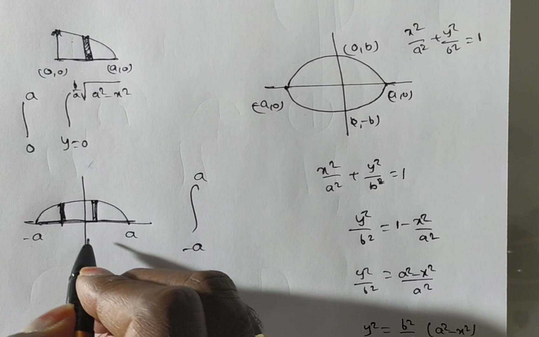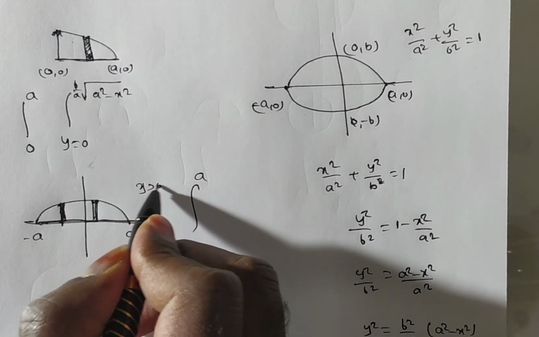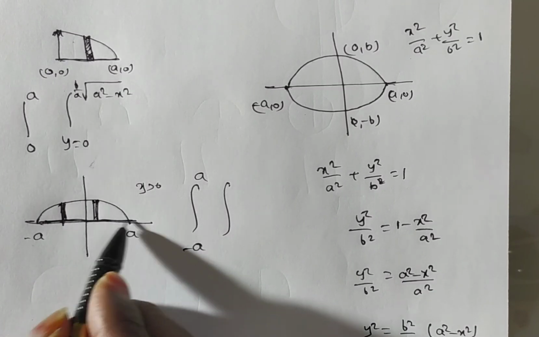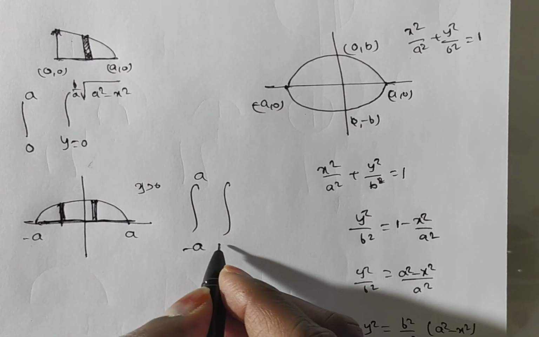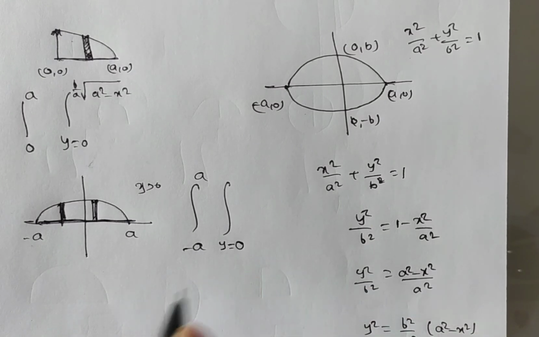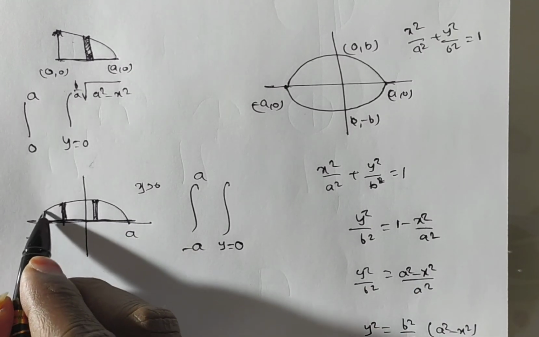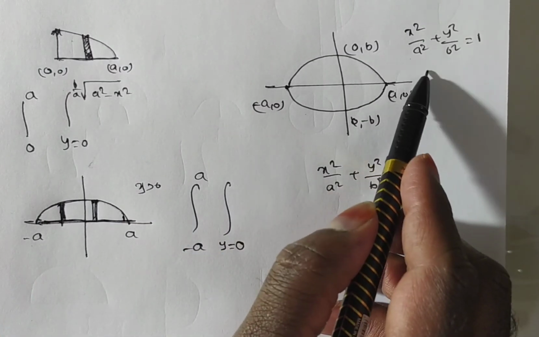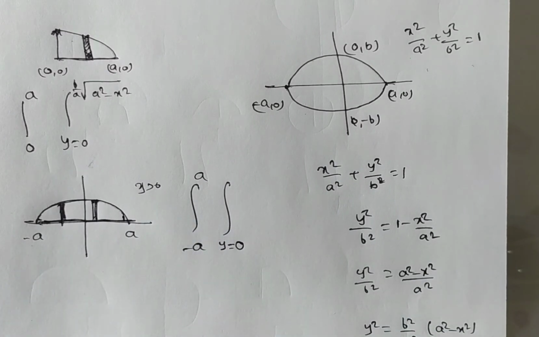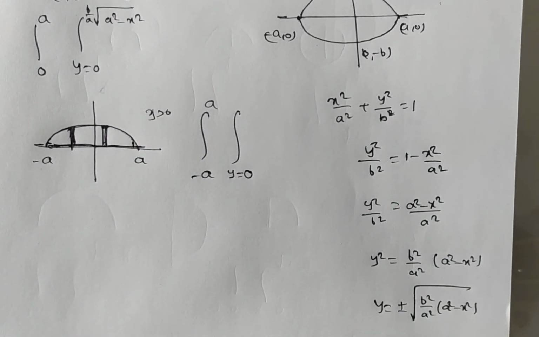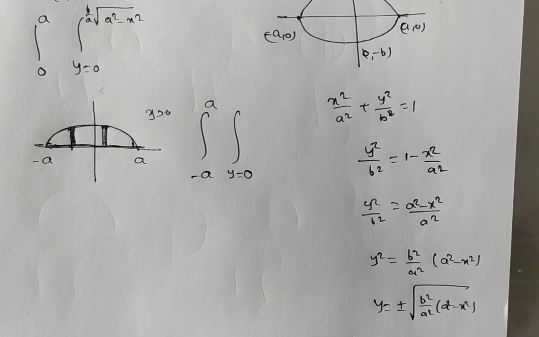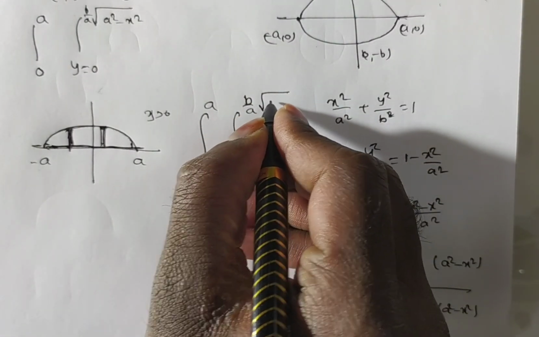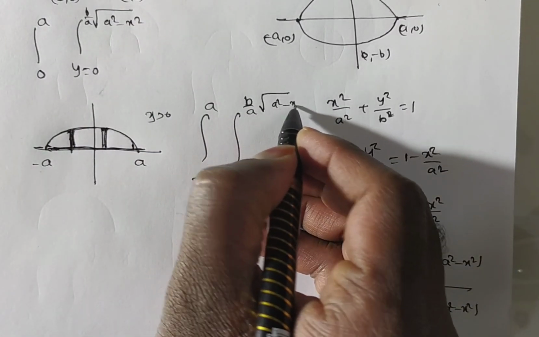Because here you observe y is positive in this case, y greater than 0. For this case you observe this strip touches the x axis on the downside. So on the x axis, what is the y limit? 0. And what about the upper curve here? This is the ellipse x square by a square plus y square by b square is equal to 1. For this strip you have y is equal to plus b by a times square root of a square minus x square.